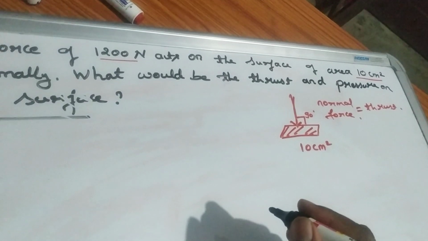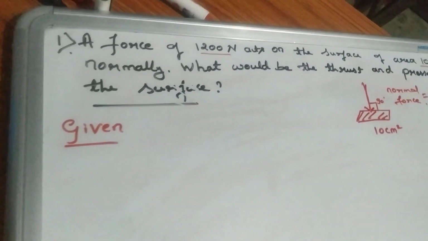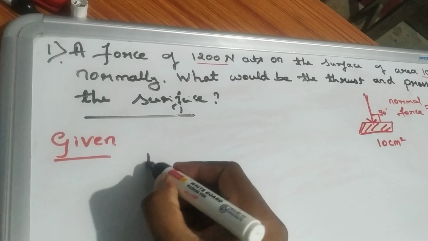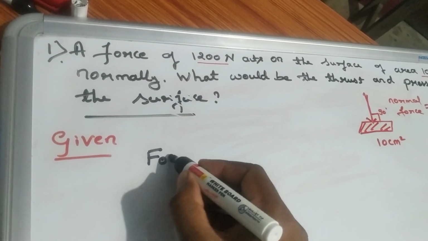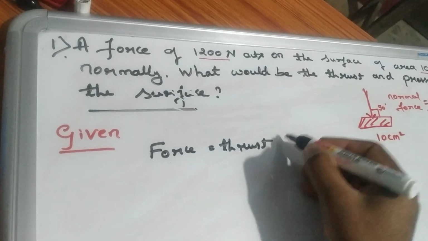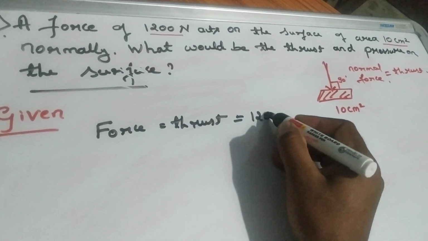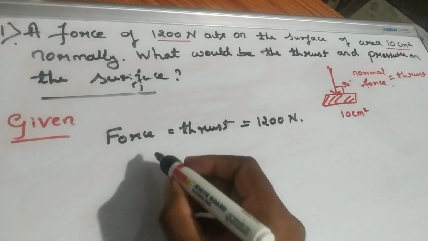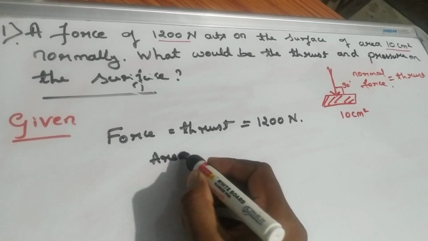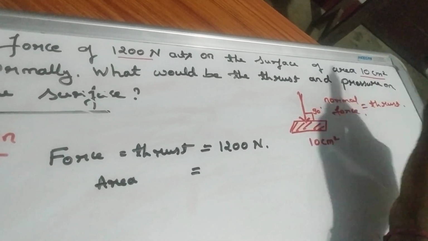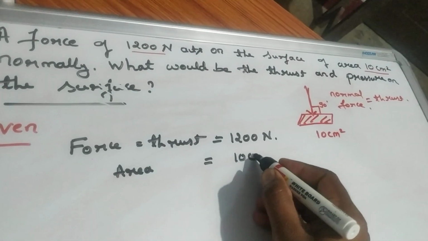Now, what are the given things in the problem? Look, thrust is given. Thrust is nothing but force, and the thrust is 1200 Newton. And the area of contact is also given. Surface area is given as 10 centimeter square.